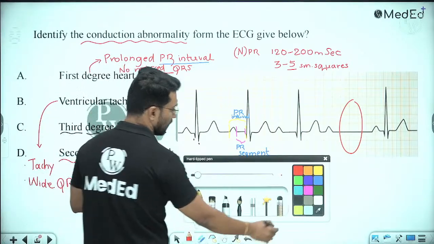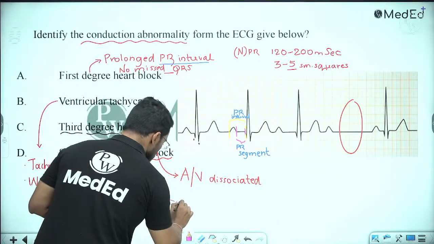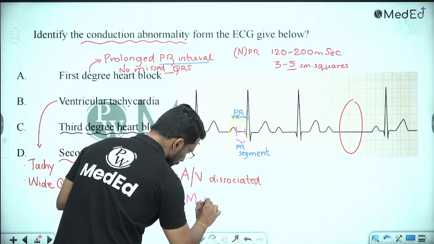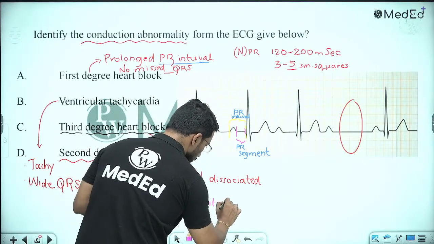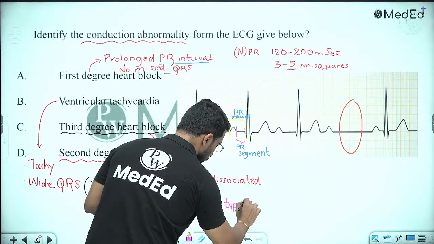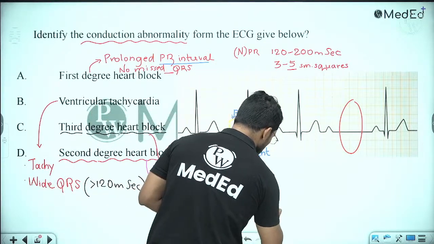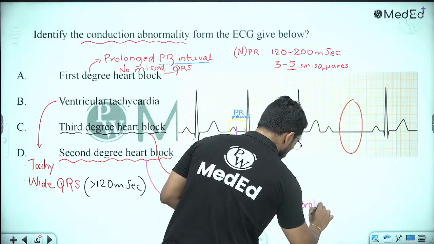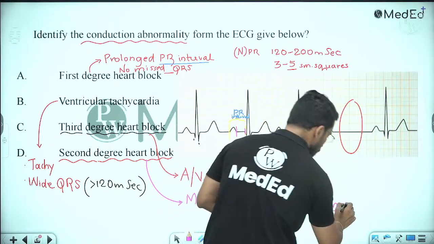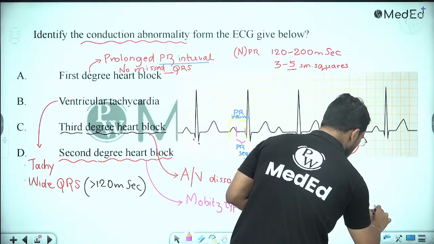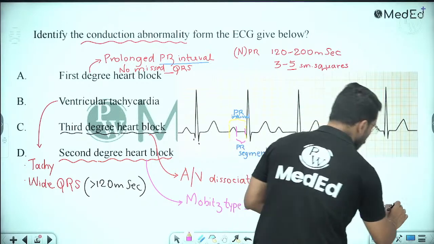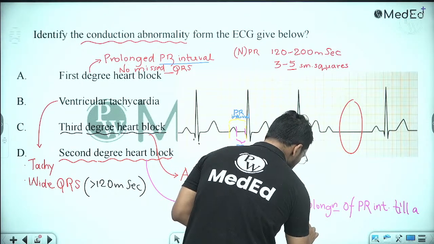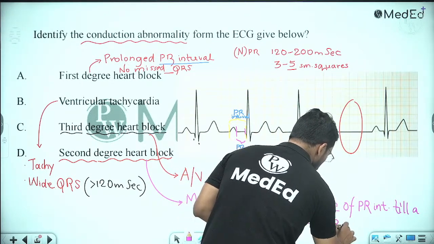Okay, now coming to the next option, second degree heart block. Now what happens in second degree heart block? In second degree heart block, there are two types. We have one known as Mobitz type 1. Okay, so now what happens in Mobitz type 1? In Mobitz type 1, there is serial prolongation of PR interval till you encounter a missed QRS. Till a missed QRS. So you will miss a QRS and then again the cycle will continue.